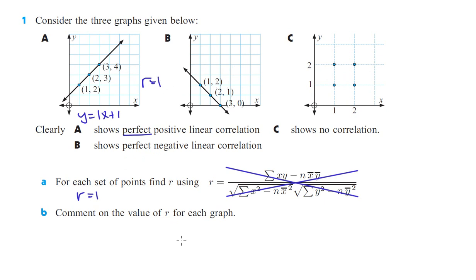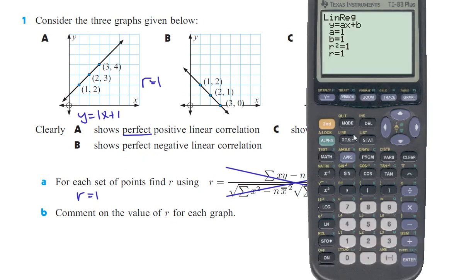Let's find the r value for this one. So we're going to go back into stat. We're going to edit. Our x values are still 1, 2, and 3, so we'll leave those. And now our y values are going to be 2, 1, and 0. So we'll do 2, 1, 0. Uh-oh, what happened? 1, 2, 3, and then we have 2, 1, 0. Not sure why that didn't work the first time.